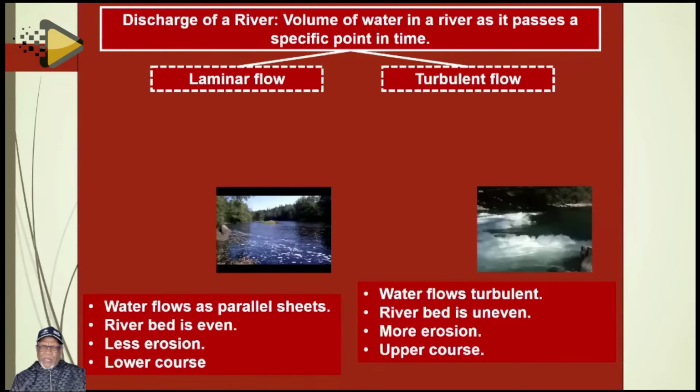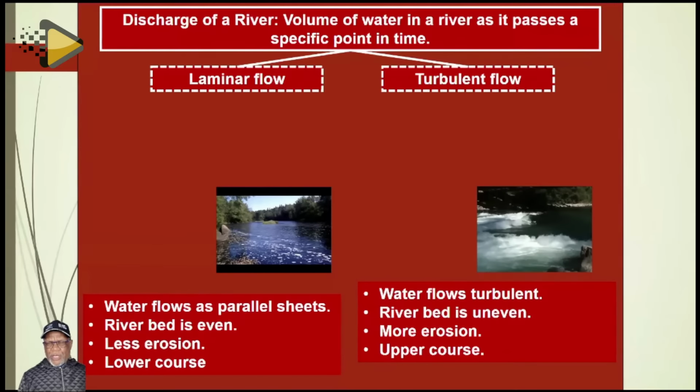Okay, now what are we looking at here? We're looking at river discharge. What is a river discharge? River discharge refers to the volume of water in a river as it passes a specific point in time. And then this river discharge can be high at a particular point in time, or it can be low.